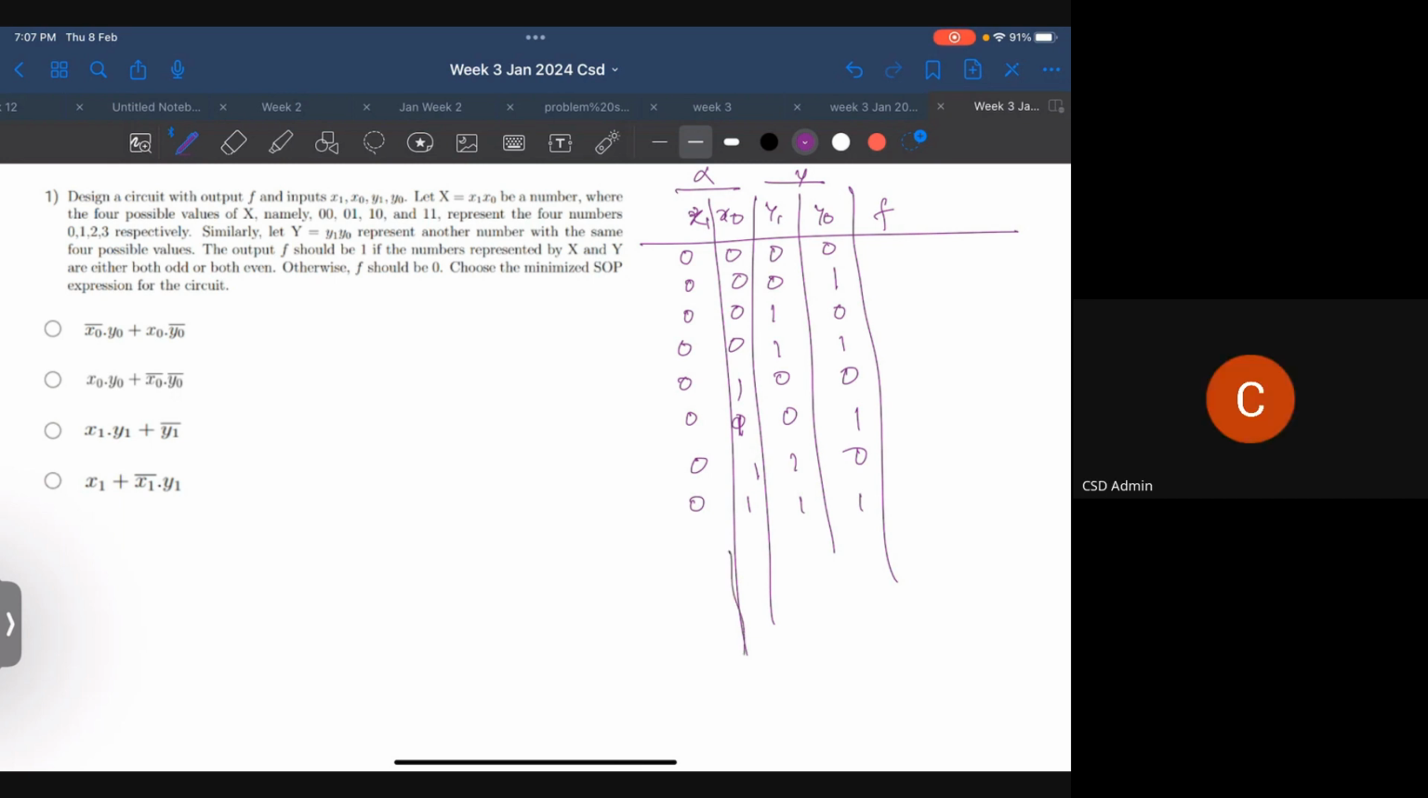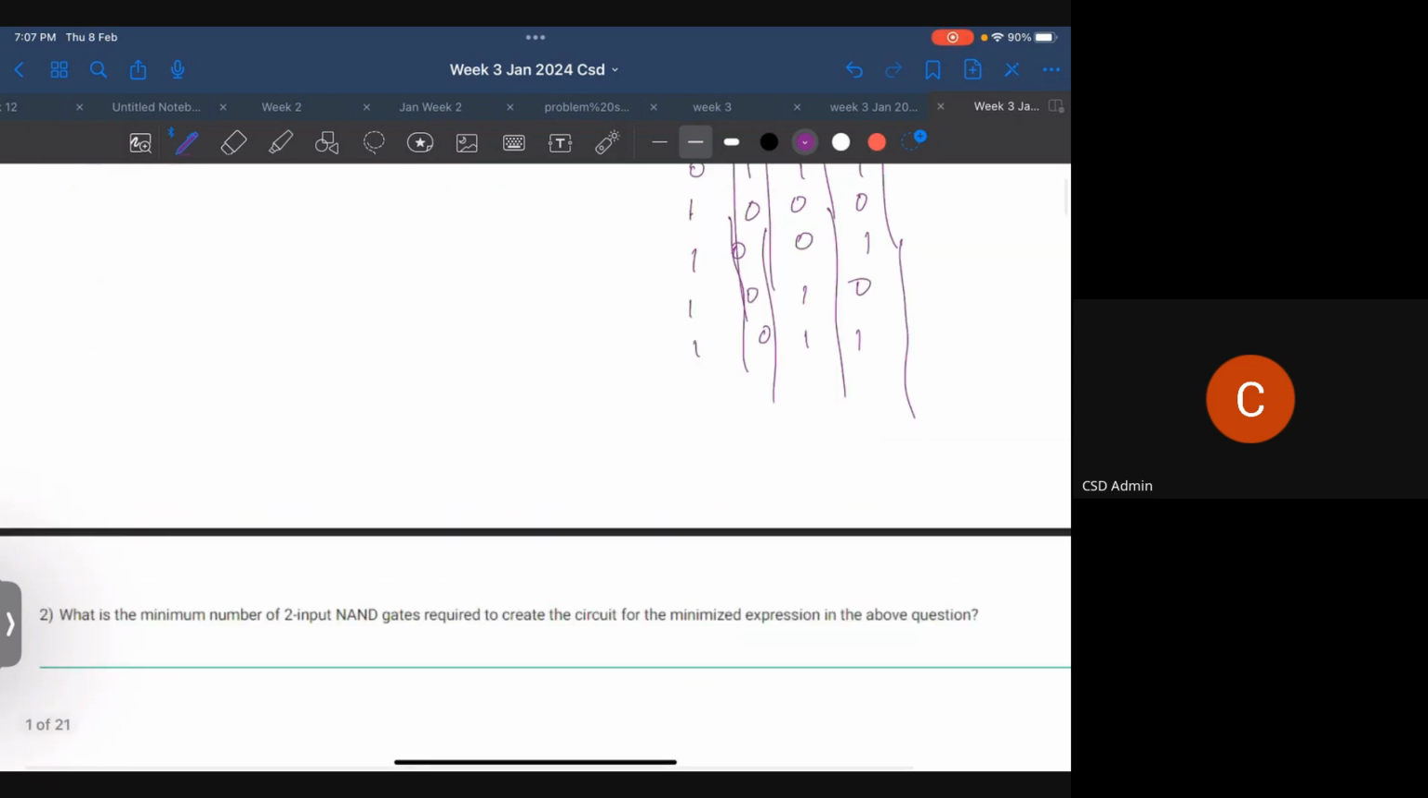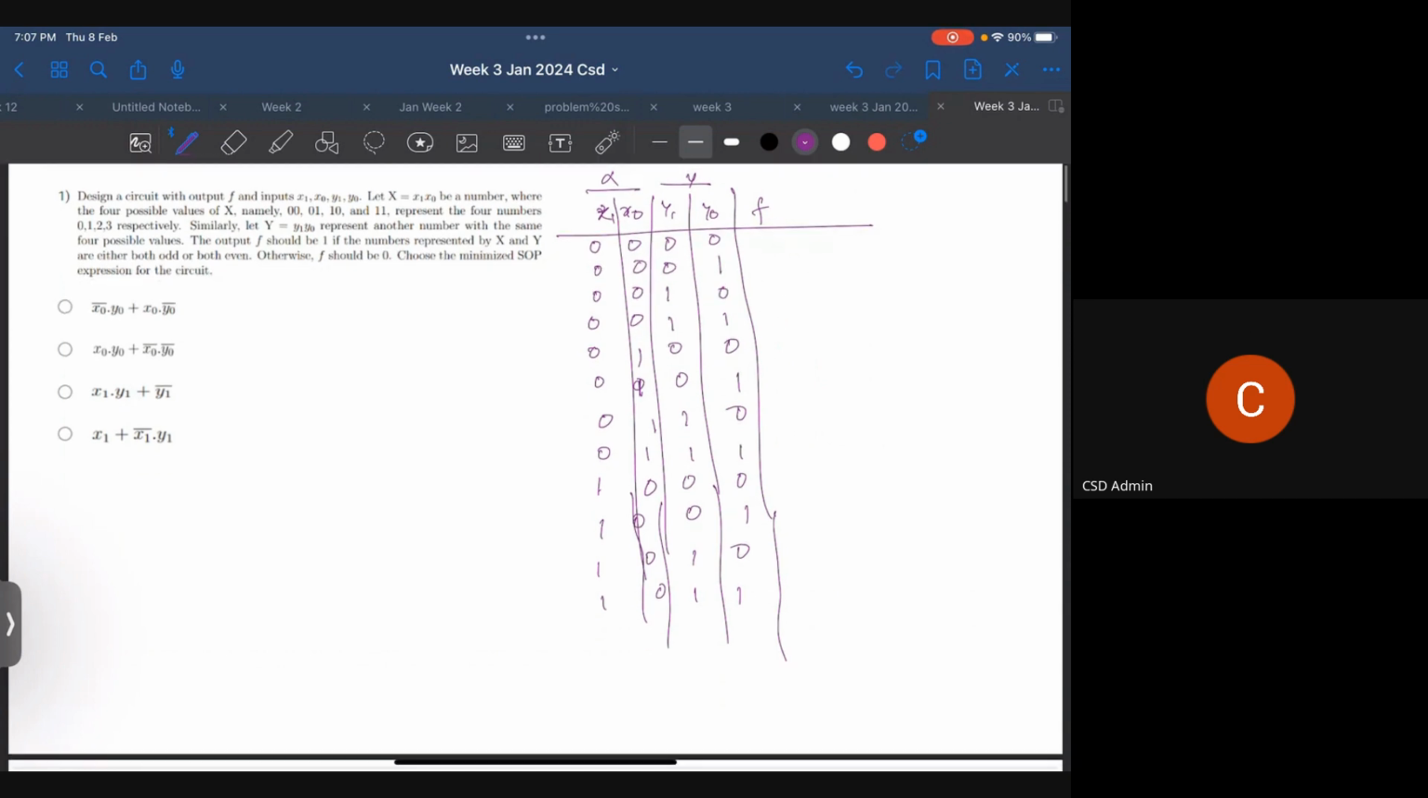Yes. And now x can be 10, with y being 00, 01, 10, 11. Right? Up to that is clear. Now x can be 11, with y being 00, 01, 10, 11. Okay.